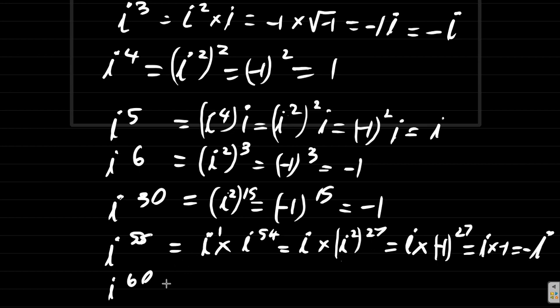Now, here, i to the 60. This one is even simpler than the 55 because we can say it is i squared to the power of 30, which is (-1) to the 30. And what you have is negative 1 to an even power. So it's 1. The answer is 1. So you can see that.